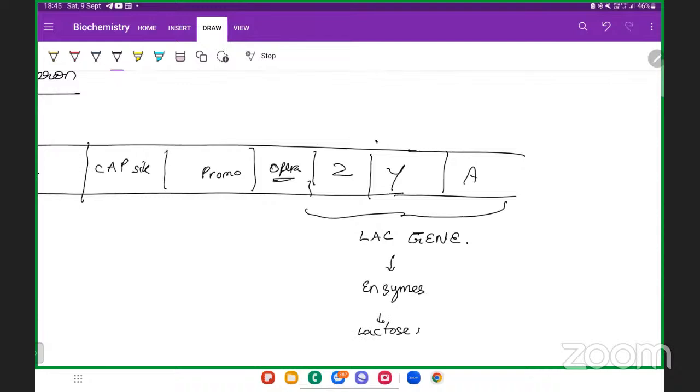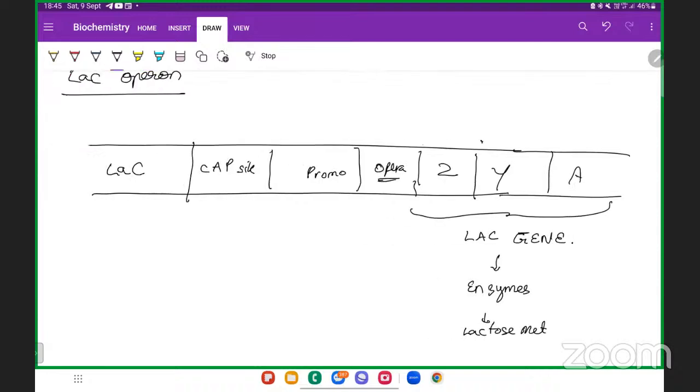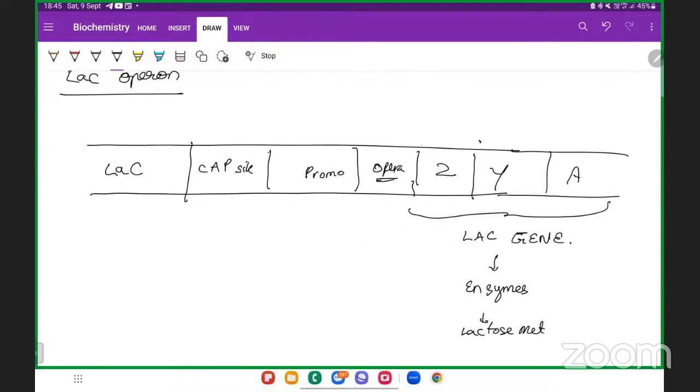But before that, you're going to have an operator site, a promoter site, a CAP site, and your lac site. What does this do? It has some important steps. So LAC-I stands for inhibitory. These are nothing but your housekeeping genes. The LAC-I is going to be a housekeeping gene here.